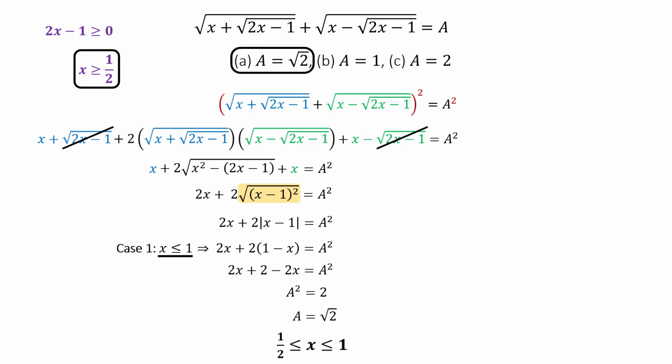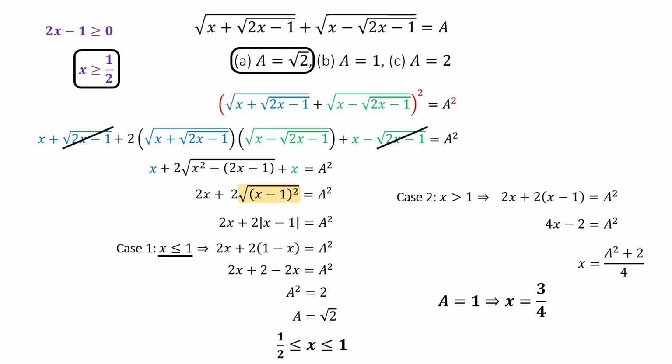Now let's consider when x is greater than 1. Then we get 2x plus 2 times (x minus 1) equals a squared. Then we can rearrange the equation to get x equals (a squared plus 2) over 4. For a equals 1, x equals 3 over 4. But this is not valid because x must be greater than 1. Therefore, there is no solution.